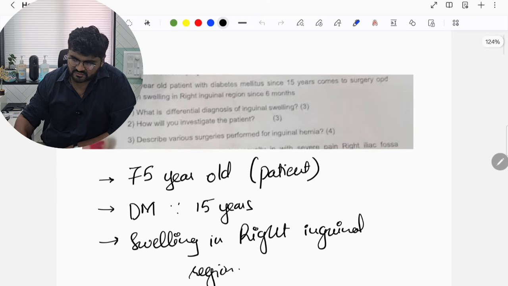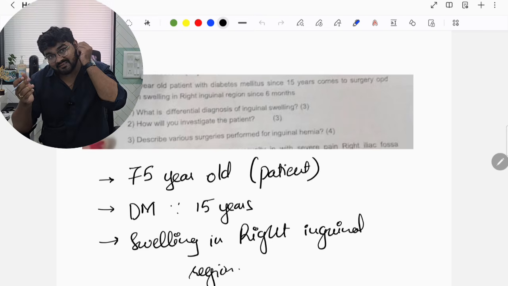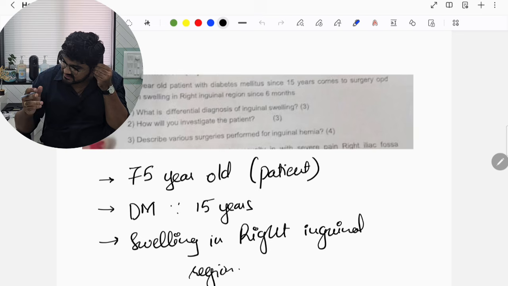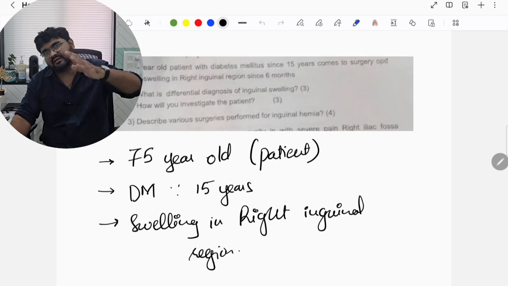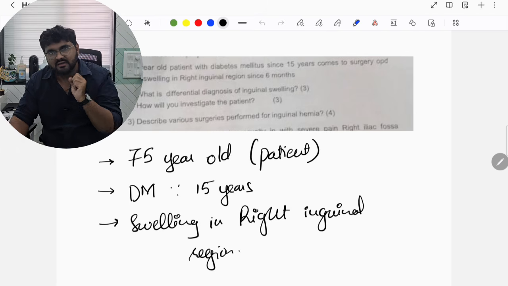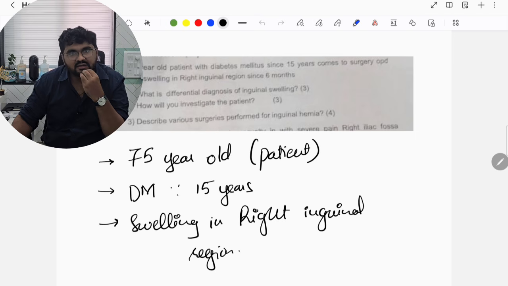The question that was asked was: a 75-year-old patient with diabetes since 15 years came to the surgery OPD with swelling in the right inguinal region for 6 months. What is the differential diagnosis? How will you investigate and describe various surgeries? So let us break it down. Let us take one question at a time and decide how to answer the question and learn the approach.